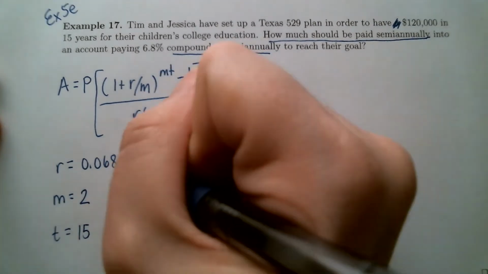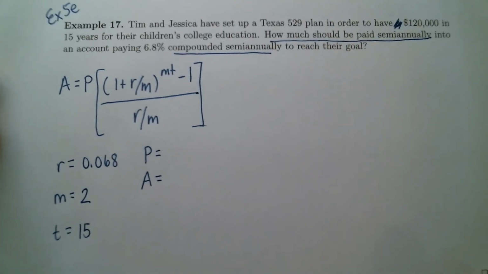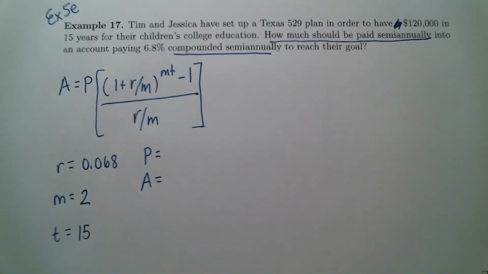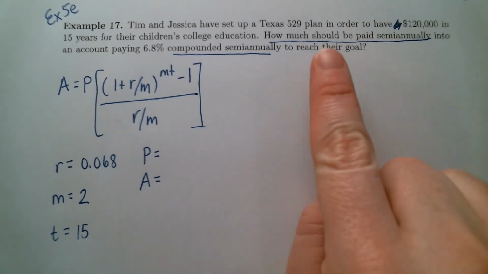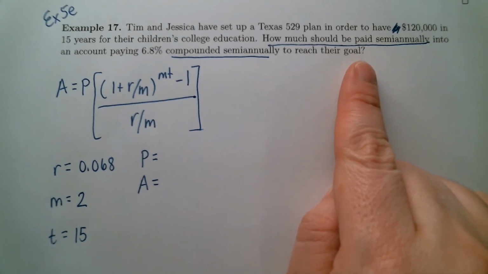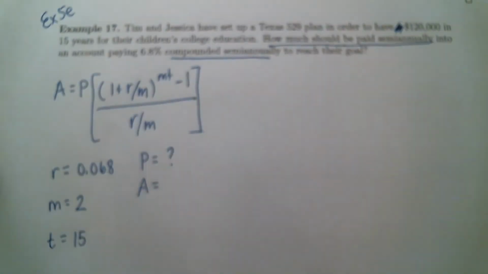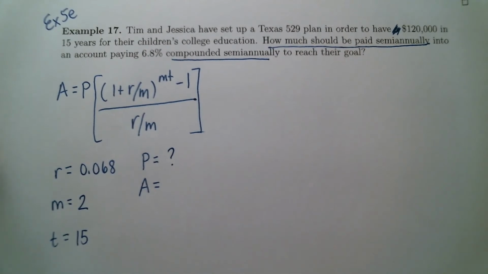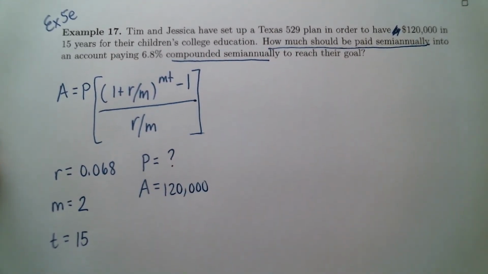Okay, so let's look at the P and the A. Remember when you're doing this kind of problem, P is the amount of each deposit that they make. That's what we're trying to figure out. How much should be paid semi-annually into the account? So how much is each payment? We don't know. We're trying to figure that out. A is the accumulated amount. What balance do you want to have after 15 years? They want to have $120,000. Okay, so that's the value of all your variables.